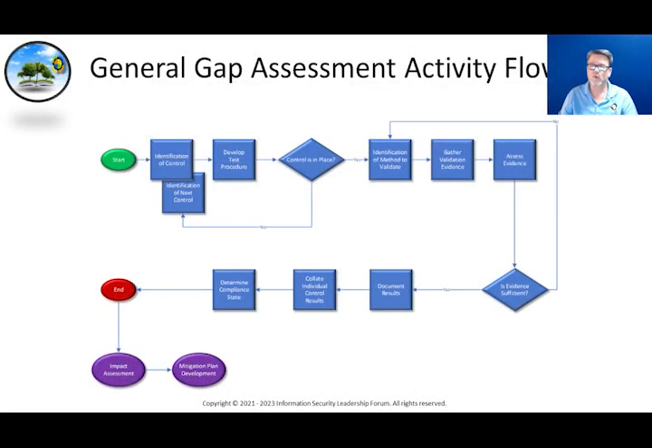So here's a quick general flow of the gap assessment activity. It's really quite simple. Essentially, we're looking at a particular control, so we're identifying which control we're going to be testing. We identify whether we have an audit test procedure, as in what we're going to be looking for, what we will ask for, and what we will examine to help us validate that the control is in fact in place. We call that a test procedure.